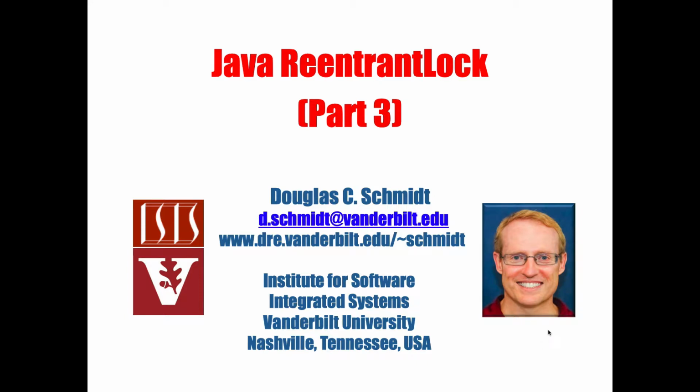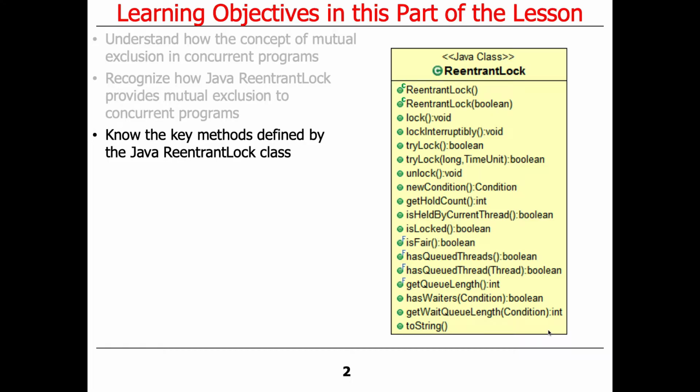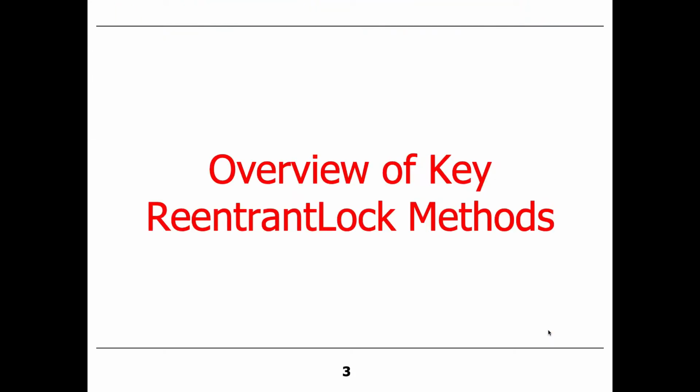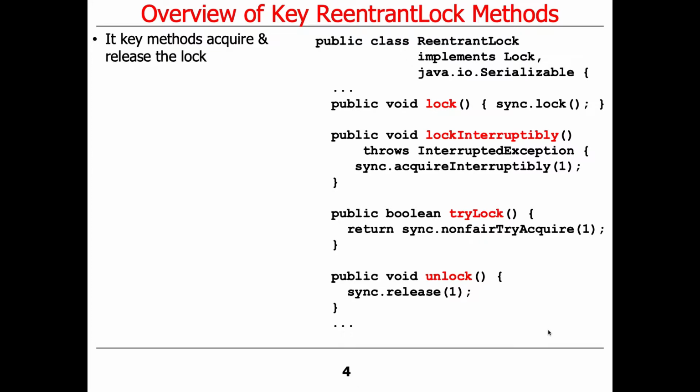So what we're going to do now is continue our discussion about ReentrantLock. In particular, we're going to talk about some of the key methods that are defined by the ReentrantLock class. These will be important for assignment 2B. The methods are very simple.